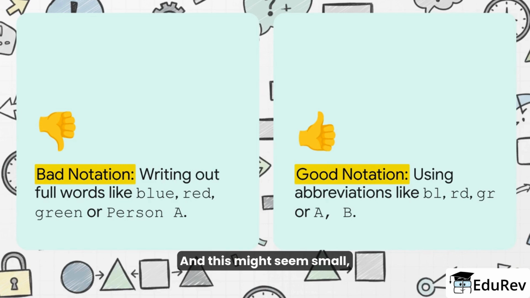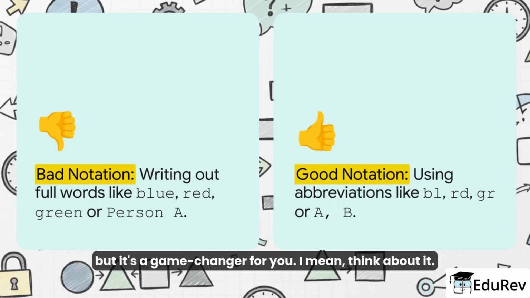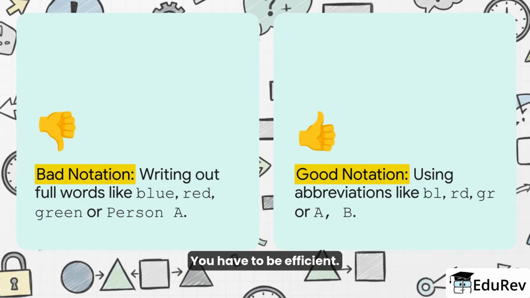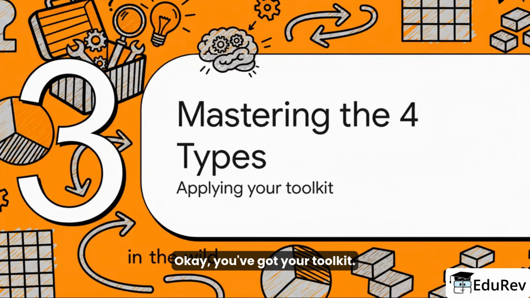And this might seem small, but it's a game changer for your speed. Think about it. Writing out the full word blue takes way longer than just writing BL. It might only be a second or two, but those seconds add up over the whole section. You have to be efficient. Okay, you've got your toolkit. Now let's see how it works out in the wild.